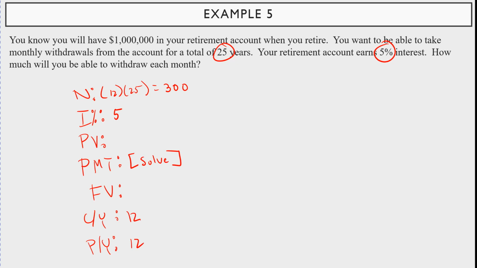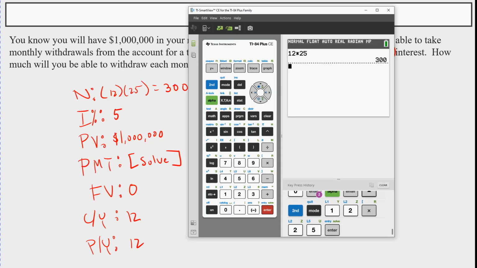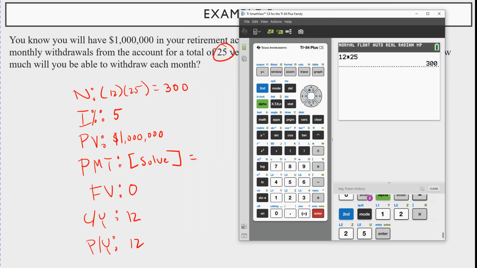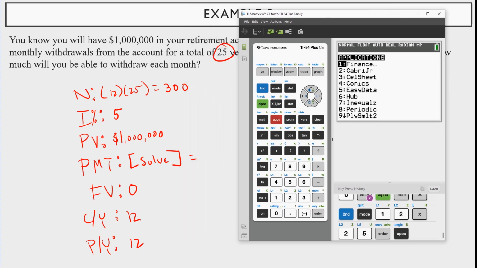So let me ask yourself this. After 25 years, you want the future value to be worth $0 because you want to pay out from this. So that means in the present value, you put $1 million here, because in the future, you want to deplete the account. So let's figure out what our payment's going to be, how much we're going to pay ourselves each month.